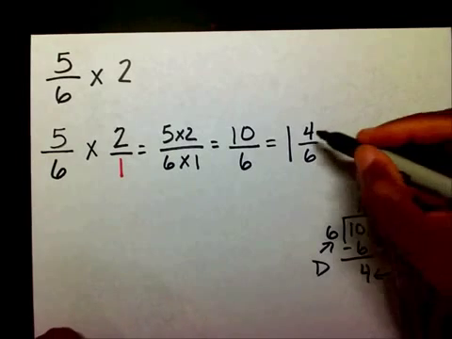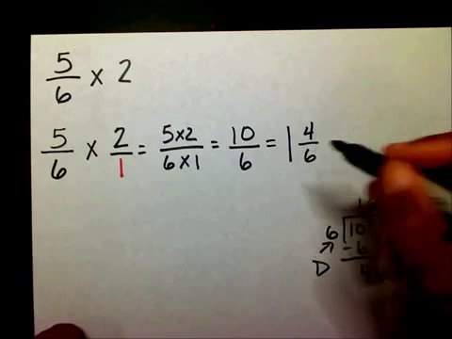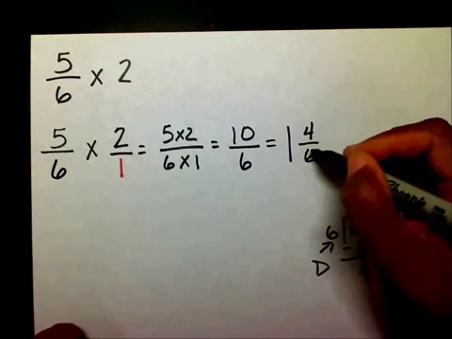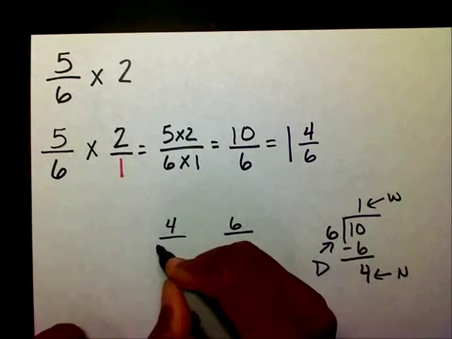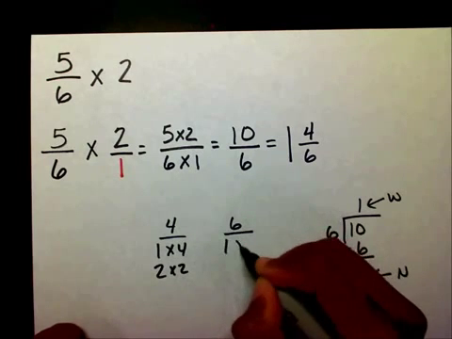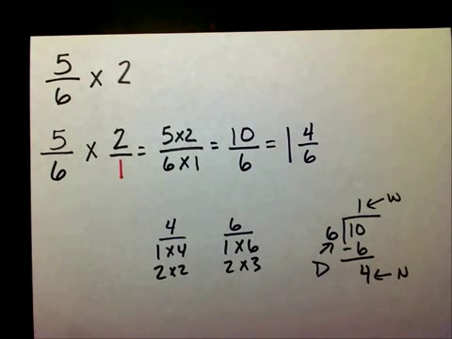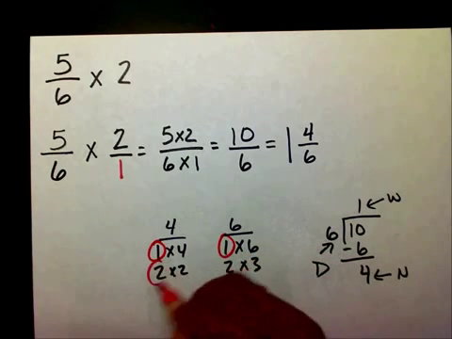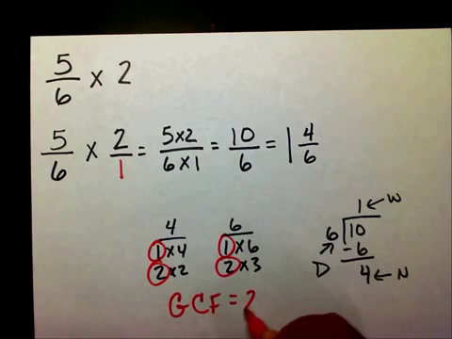Well, now, since I have two even numbers here, I need to find my greatest common factor so I can reduce this. So I'm going to list my factors for 4 and 6. My factors for 4 are 1 times 4 and 2 times 2. My factors for 6 are 1 times 6 and 2 times 3. Well, my common factors are 1 and 2. But my greatest common factor is going to be 2.